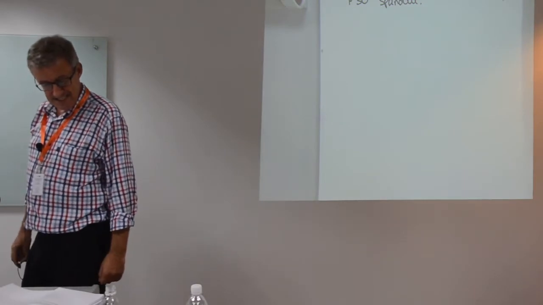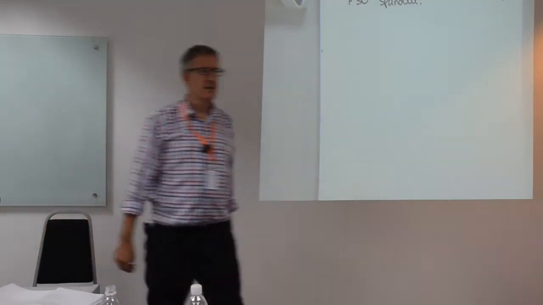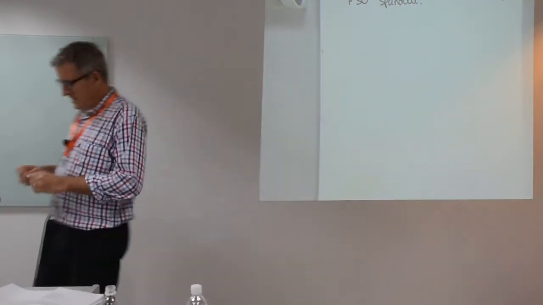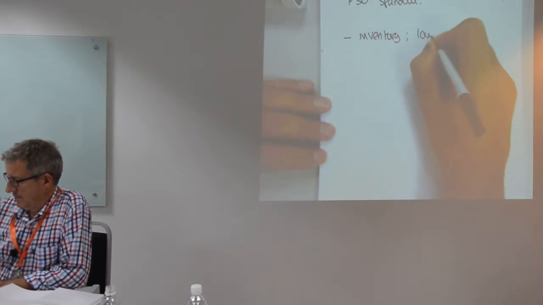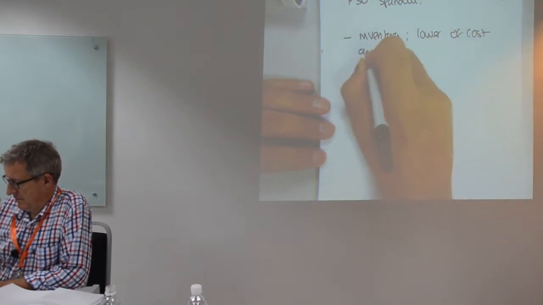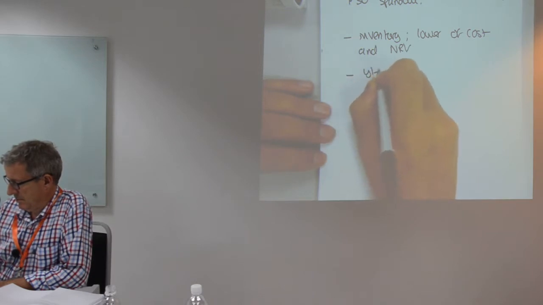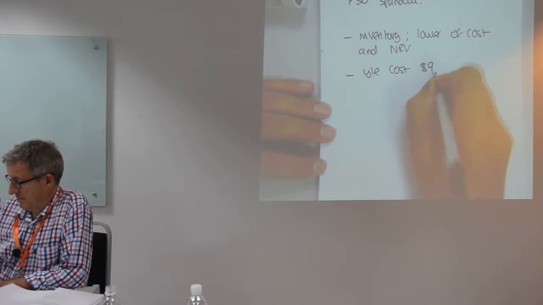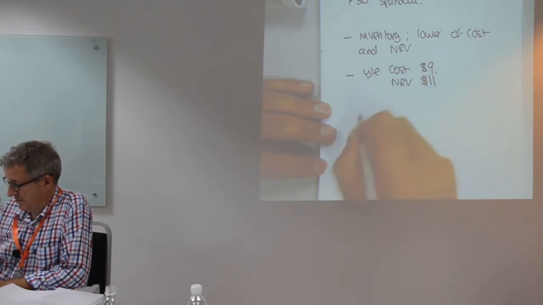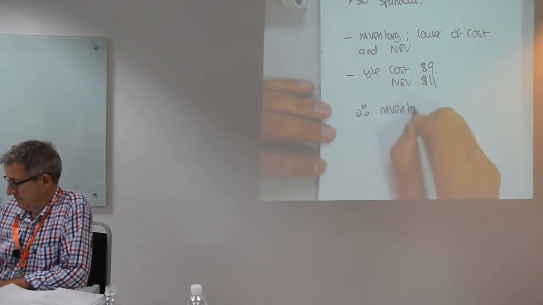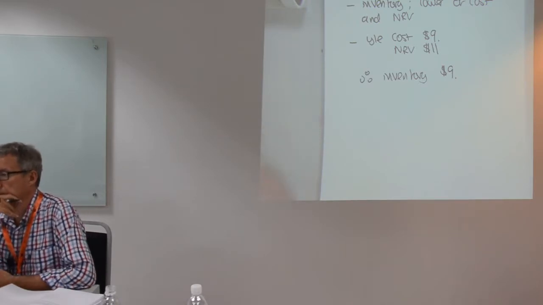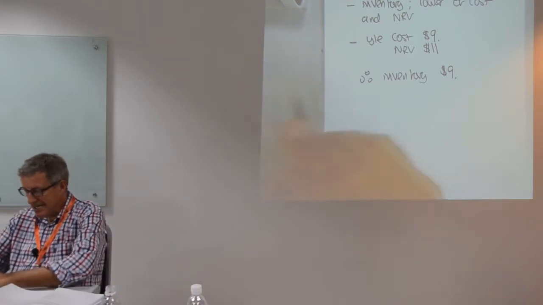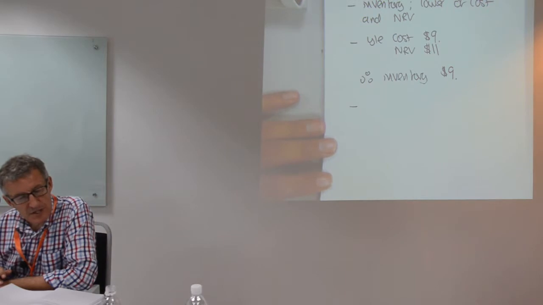What did it cost us? 9. And what's it worth at the year end? 11. So what are we going to have in the accounts, 9 or 11? 9. Lower of cost and net realisable value. So, first things first. Keep it simple, start with the easy stuff. Inventory is at the lower of cost and net realisable value.